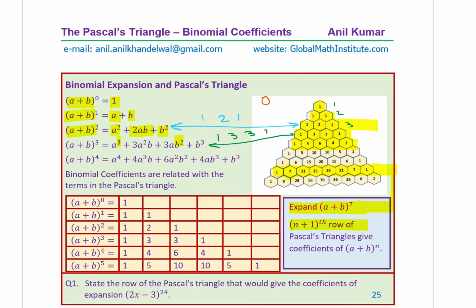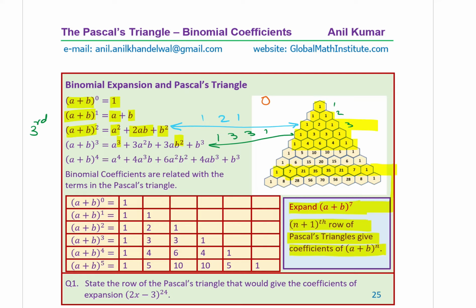So it is the 3rd row, correct? Basically, this becomes the 3rd row by counting the rows. You agree, right? As far as Pascal's number is concerned, it is adjusted because it starts with 0. But when you say the row number, it is one more. So it is very important to understand that the n plus 1th row in Pascal's triangle gives the coefficients for (a plus b) to the power of n. Okay, so this is kind of important.